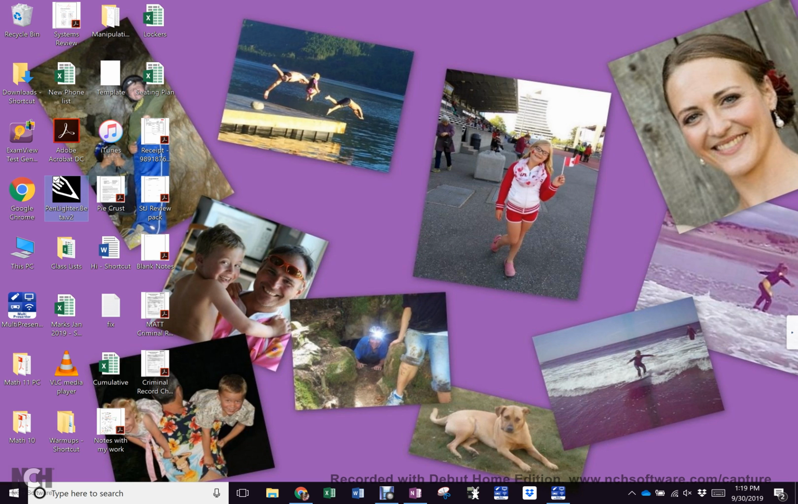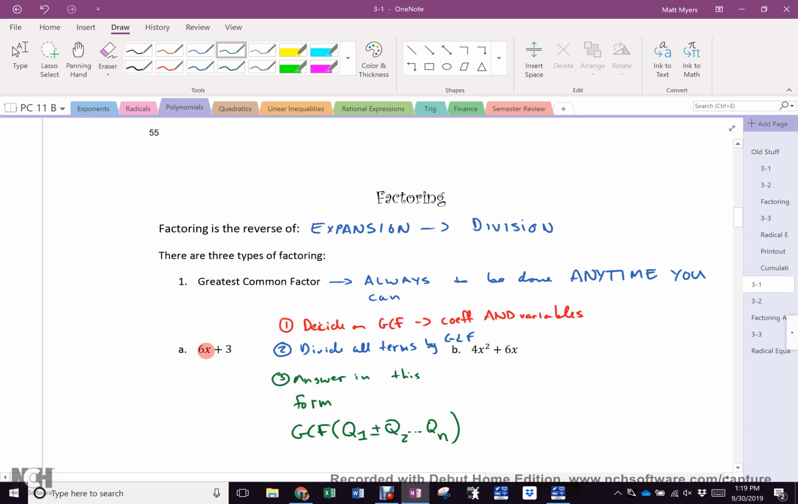I just want to get my highlighty circle back. So, right here, you look at it, you see right away that they share a factor. What is it? 3. So I've already decided on my factor. It is my GCF equals 3. Then, divide all the terms by the GCF. Then, write the answer in the following form. GCF 3, bracket, quotient 1, 6 divided by 3, 2x, plus quotient 2, 3 divided by 3, 1, done. All of you remember how to do that. You should be able to do that in your sleep.